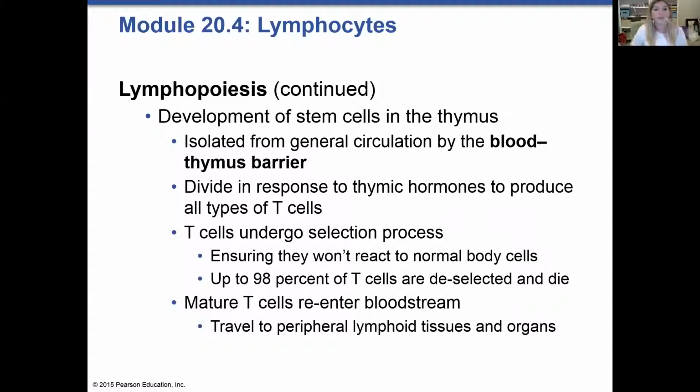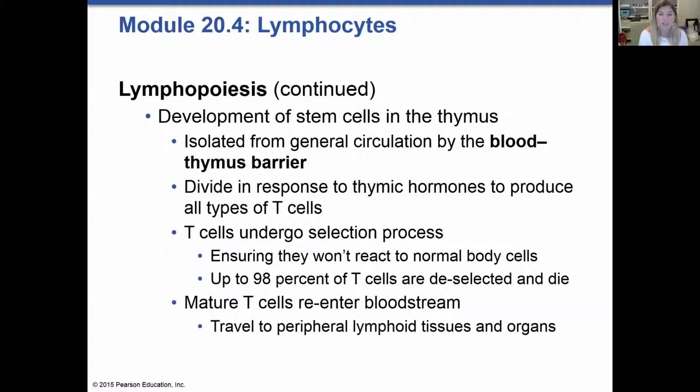The development of the cells in the thymus is kind of tricky because the thymus is actually separated from the blood. So these cells, which are originating in the red bone marrow, travel in the blood to the thymus, and the thymus is going to allow in only these special lymphatic stem cells, because there's a blood-thymus barrier, so there's not actual contact between the blood and the thymus except for this small exchange of stem cells. So these cells are going to divide in response to thymic hormone.